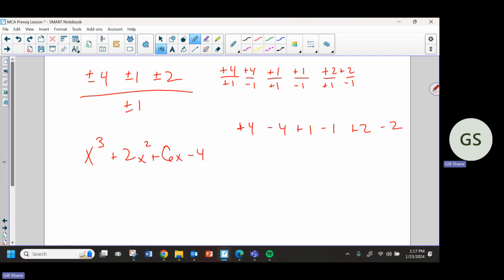Wait, which one did we say was here? Somebody thought one was. So -2 cubed is -8. -2 squared is +4, but then that's +8. Wait, no. Yeah, the -8 and the +8 cancel out.